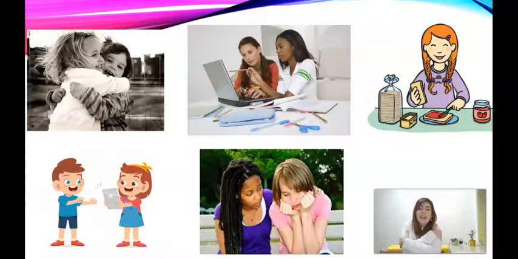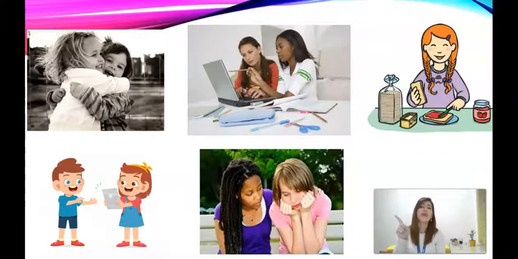Yes? Do you like hugging your friends? Do you feel like you can help a friend sometimes when you do that? When he or she is a little sad, and you just give them a warm hug. It feels really nice, right?